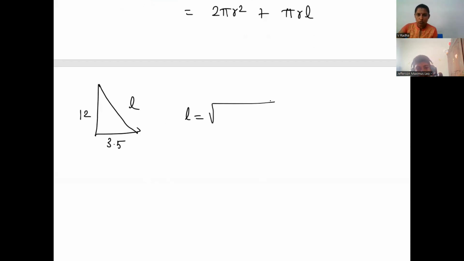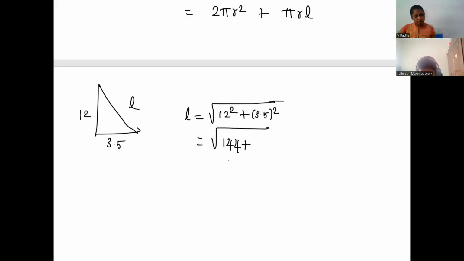l is equal to the square root of 12 square plus 3.5 whole square. 144 plus 12.25, the square of 3.5 is 12.25. Just add both: 156.25. Do you know how to find the square root?